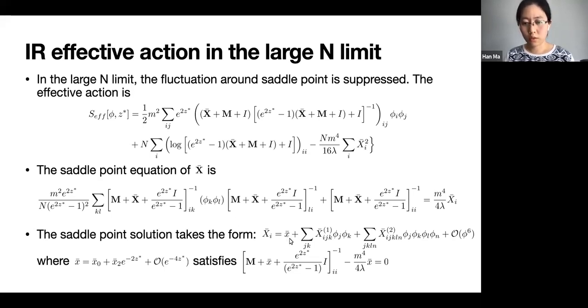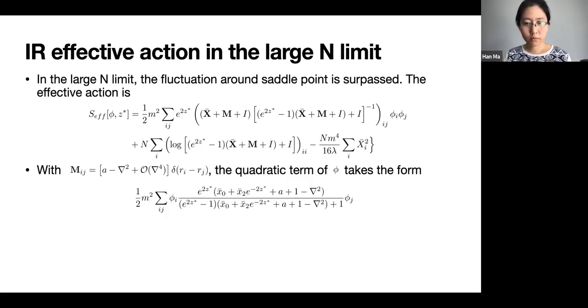So there is a constant contribution to the saddle point solution, which is lattice site independent if we choose a translational invariant theory. Then this constant is in general Z star dependent, and it satisfies a simpler equation, which is determined from the saddle point equation without the phi dependent term. And then we can also obtain the coefficients in this expansion by solving the saddle point equation order by order. And then with this X bar as a function of phi in mind, we can proceed to study the properties of this effective action.